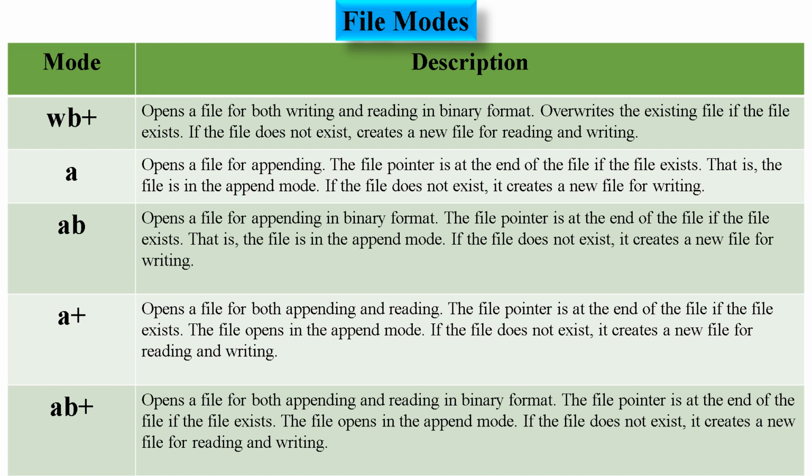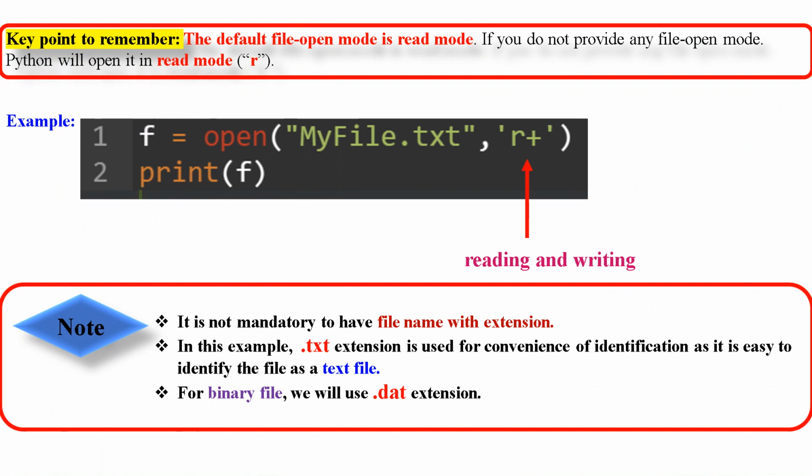Mode ab+ opens a file for both appending and reading in binary format. The file pointer is at the end of the file if the file exists. The file opens in the append mode. If the file does not exist, it creates a new file for reading and writing. Key point to remember: the default file open mode is read mode. If you do not provide any file open mode, Python will open it in read mode, r.